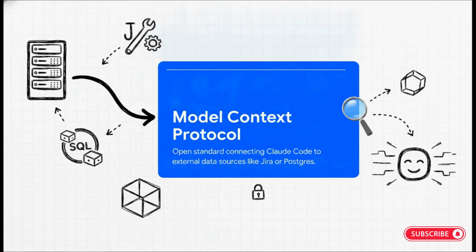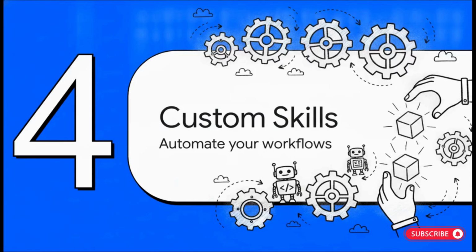Why is this a game changer? Let's say you're in e-commerce or retail. You can literally ask Claude from your terminal to go check a specific Jira ticket, query your production Postgres database for an order status, or even read Figma designs. You are giving your AI hands and eyes that extend completely outside your local workspace, making it a true DevOps assistant. Section 4. Building reusable custom skills.